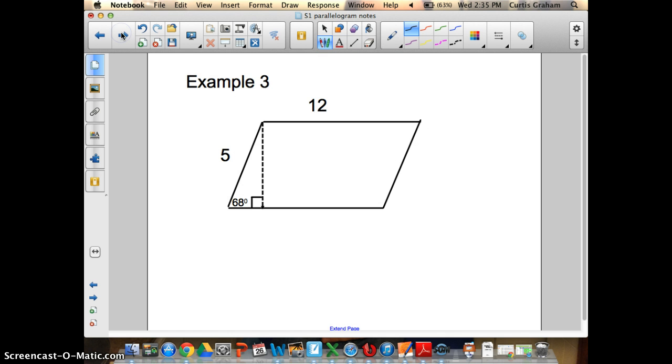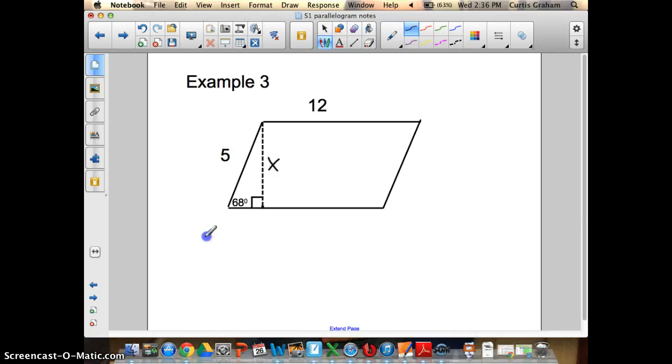Alrighty. One more. Example 3. So I've given you even less information. I'm going to have to figure out what that height is again. Again, I know this is a right triangle. How do I figure out another side using just an angle and a side? I'm going to use trig. So I want to find my opposite side, and I have my hypotenuse. So which function is that?